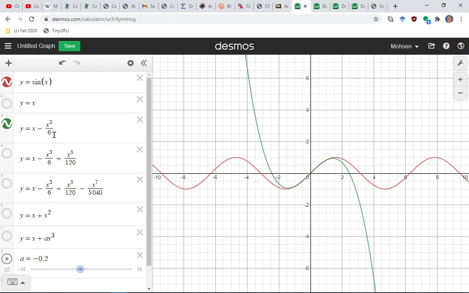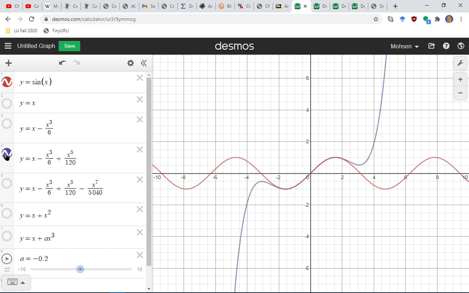How about the next term? As we said, the even ones are out. We're just going to look at the odd terms. So here I'm going to throw in the 5th power. And it turns out that the best coefficient there is 1 over 120.